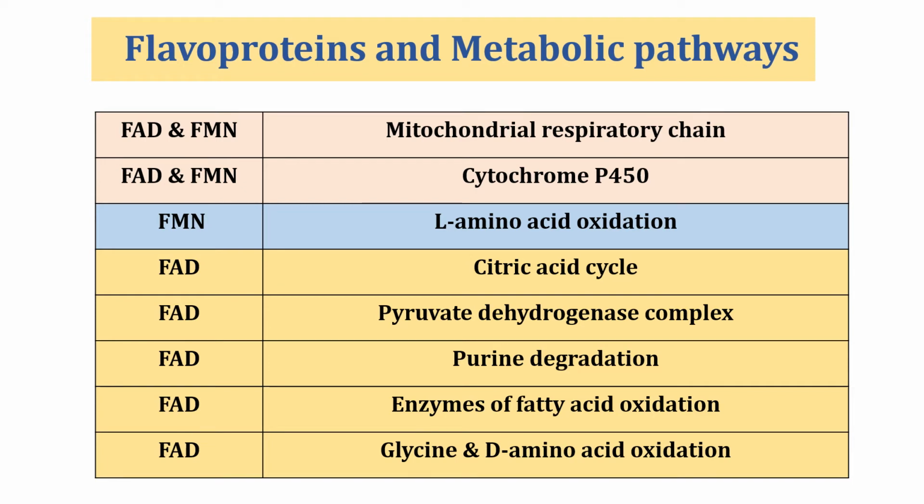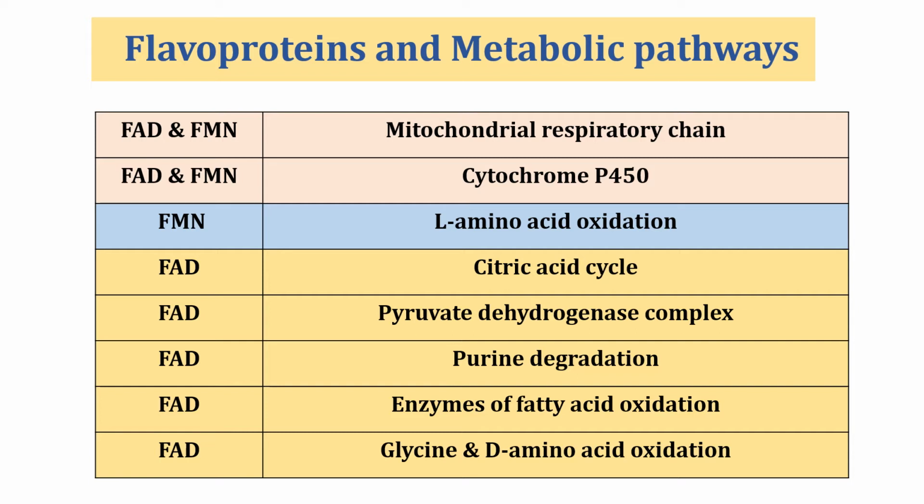This slide depicts various metabolic pathways where FMN and FAD take part. So FMN and FAD, they both are required for catabolism of various organic substances. For oxidation of various organic substances, FMN and FAD is required, and they couple this oxidation of organic substances to energy generation in electron transport chain. FAD and FMN both are required for mitochondrial respiratory chain. FAD and FMN both are required by flavoprotein cytochrome P450.